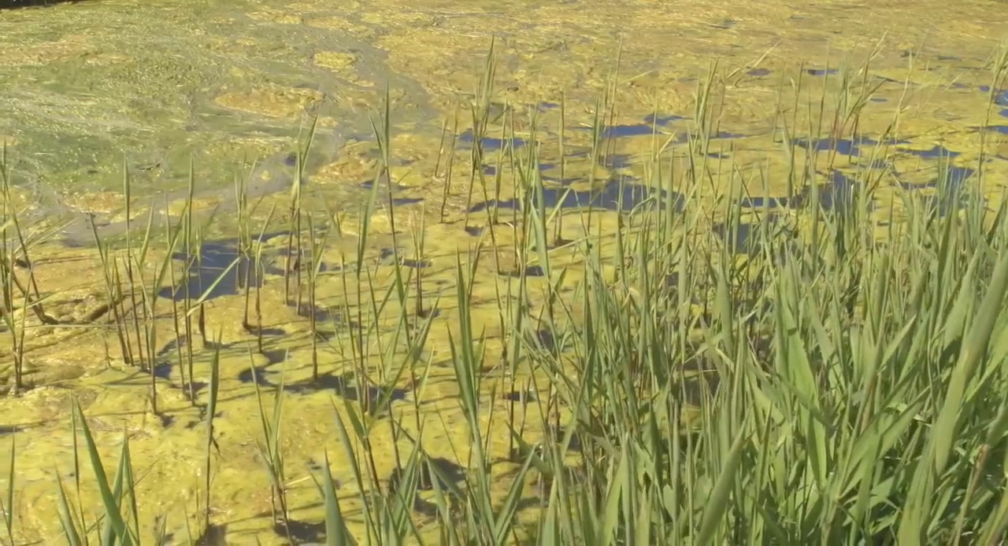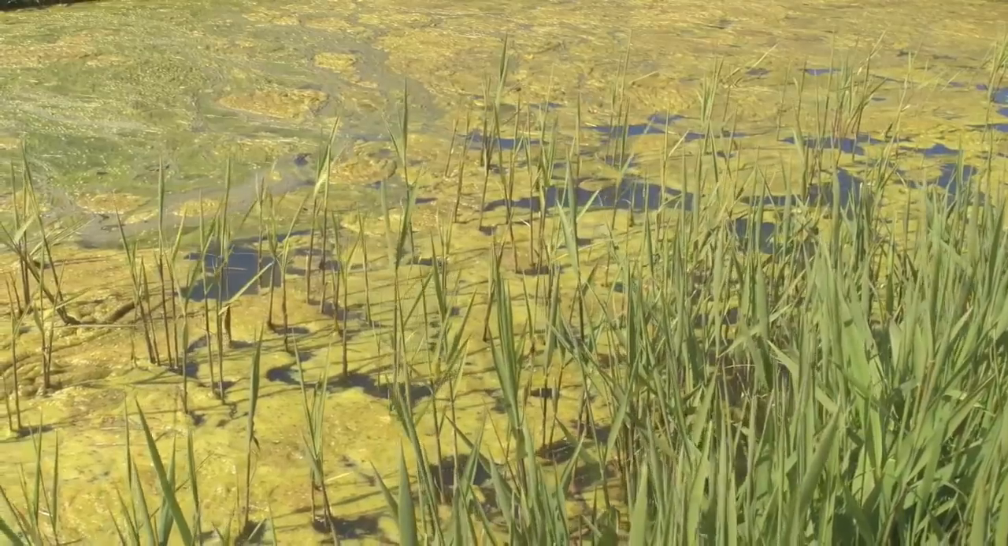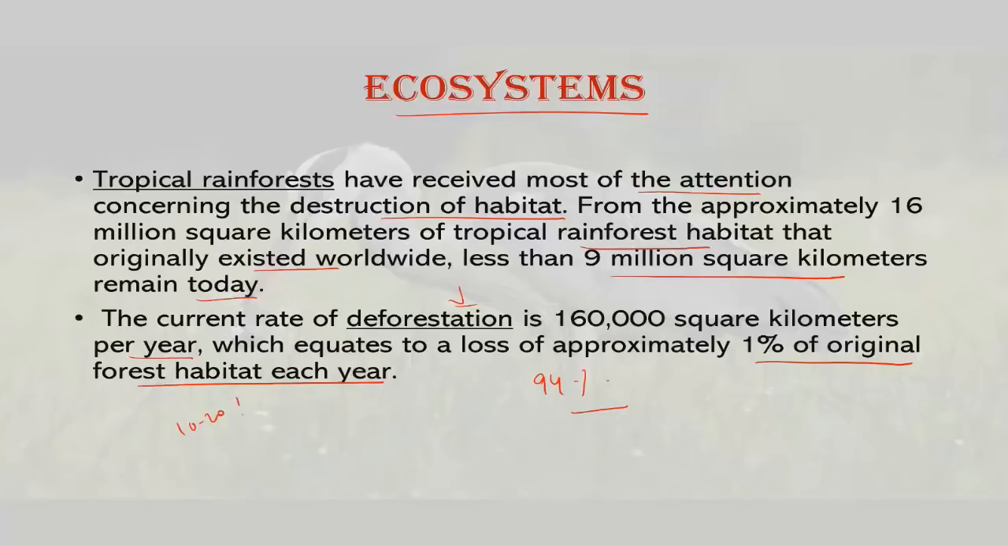Plains and desert areas have been degraded to a lesser extent. Only 10 to 20% of the world's drylands, which include temperate grasslands, have been somewhat degraded. But included in that 10 to 20% of land is approximately 9 million square kilometers that humans have converted to deserts through the process of desertification.